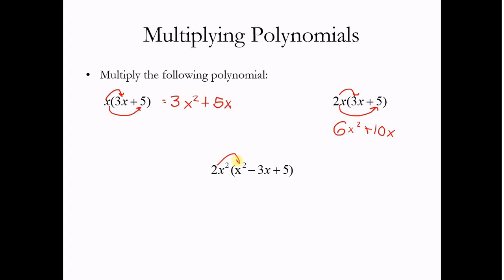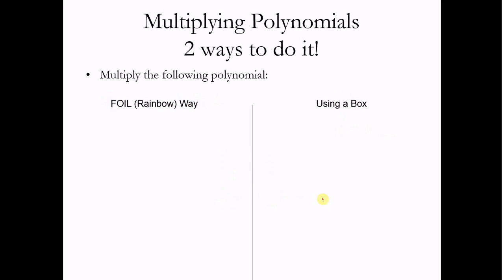This one, we need to make sure this 2x squared gets multiplied by everything. So 2 times 1 is 2. x squared times x squared is x to the 1, 2, 3, 4, so x to the fourth. 2 times a negative 3, that's a negative 6. x squared and an x, that's 2 x's plus 1x, that's 3 x's. And 2 times 5 is 10x squared. Pretty simple, right?